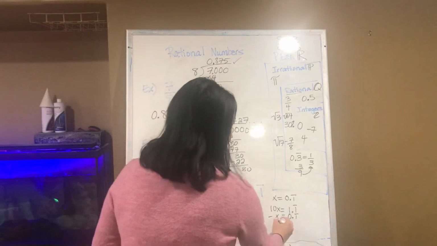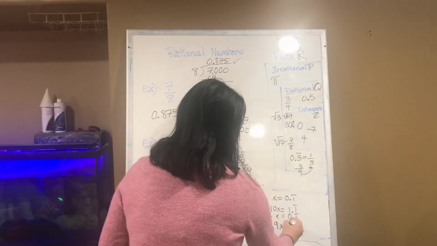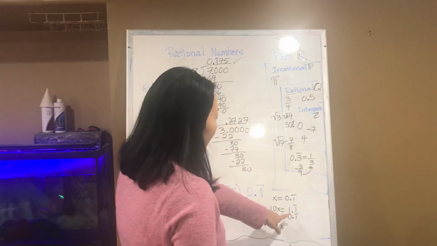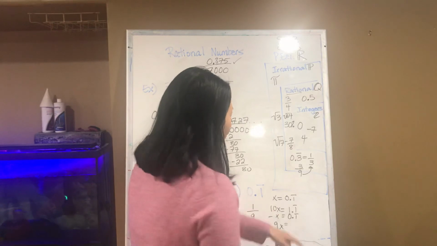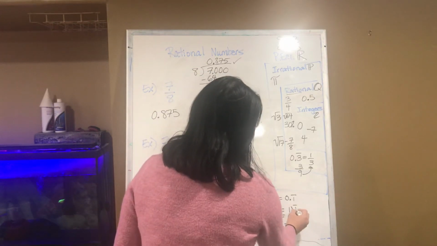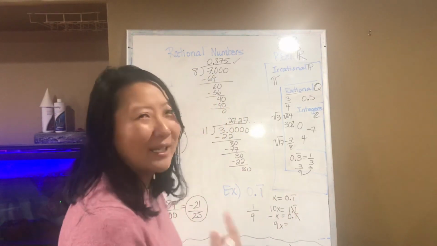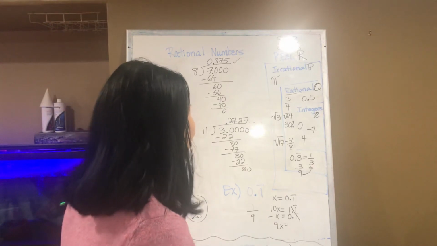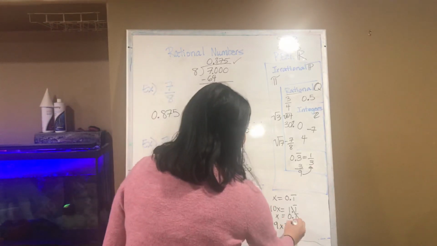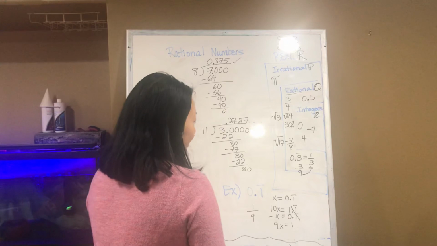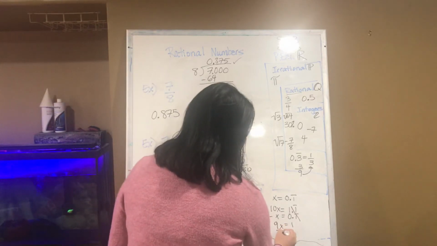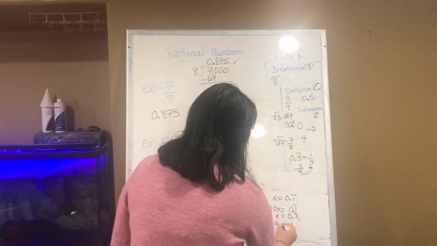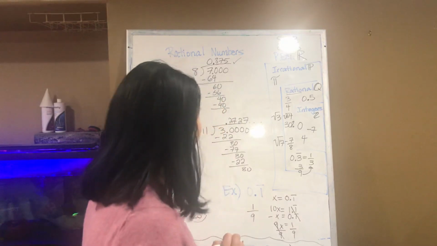10x minus x is 9x, and 1.1 repeating minus 0.1 repeating actually cancels out the repeating part of the decimal, which is why I did it, and I get 1. And now 9x equals 1, I can just solve by dividing by 9 on both sides, and voila, x is equal to 1/9.